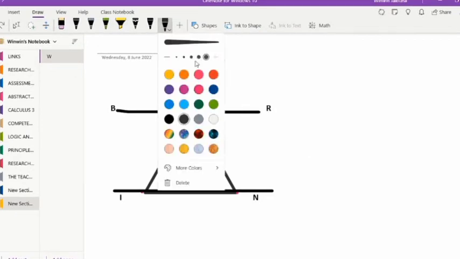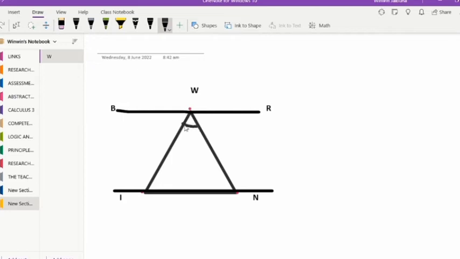Next, we should determine the angles formed. Inside the triangle, we can see three angles. Let us label them as angle 1, 2, and 3. On line BR with point W, we can also form two angles, which can be labeled as angle 4 and angle 5.